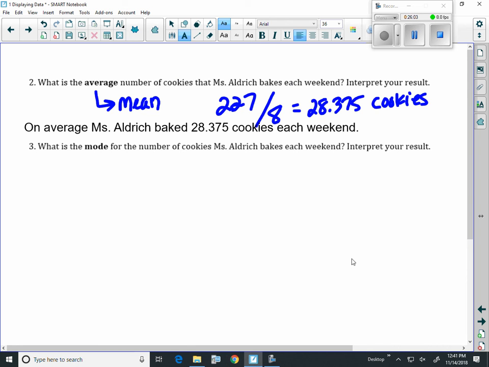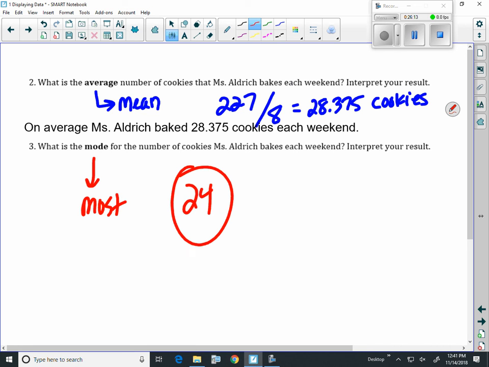What's the mode? 24. What does it mean? The number that appears the most, which is 24. Did it happen 2 times? Yes. So when it says interpret the results, during 2 weekends she baked 24 cookies. Or you could say she baked 2 dozen, because 24 is 2 dozen.